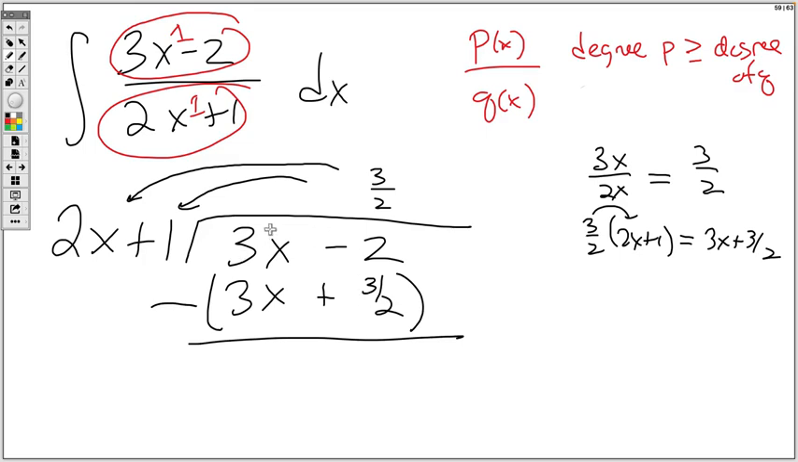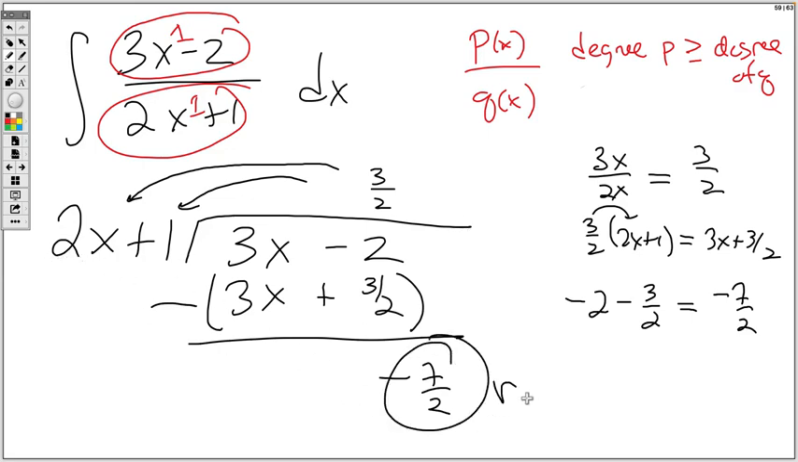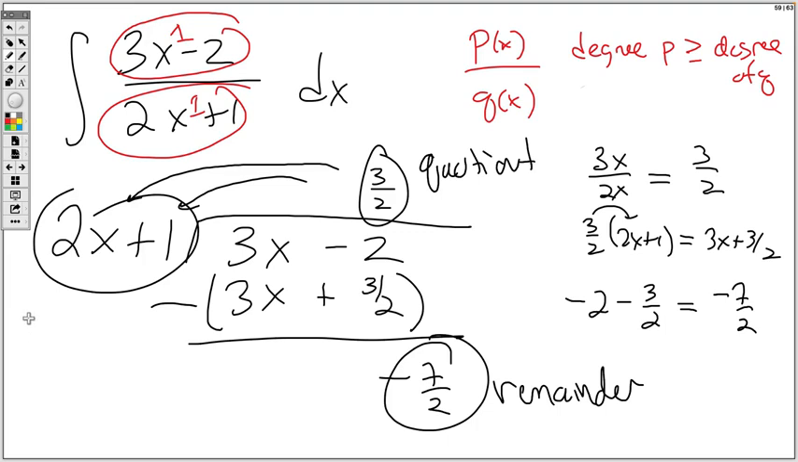Just like we did before. The 3x's are designed to cancel out. So if the first terms aren't canceling out, that means you need to redo your initial calculation there. I've got a minus 2 minus 3 halves. So if I wanted to keep everything with halves, that'd be minus 7 halves. And notice now there's no x in there anymore, right? So this is my remainder. This is my quotient. This is my divisor.